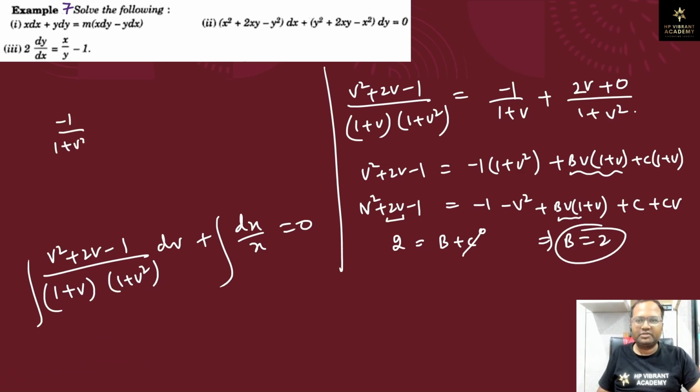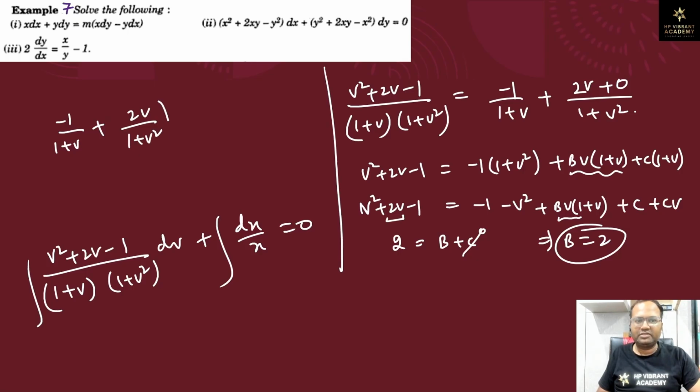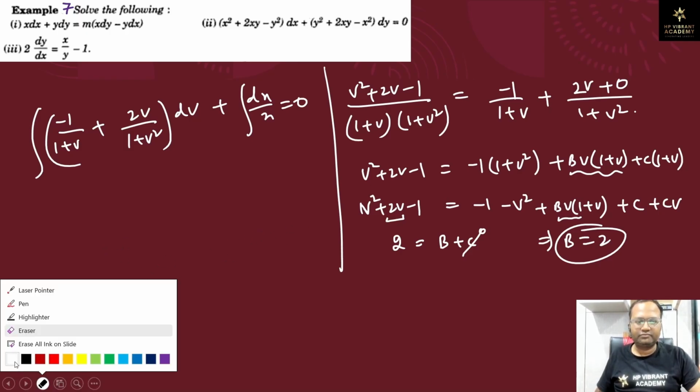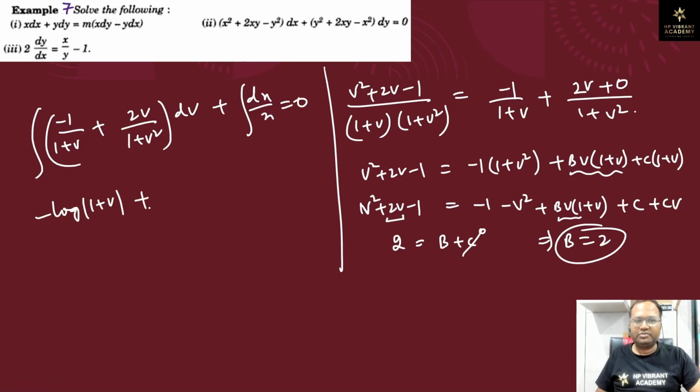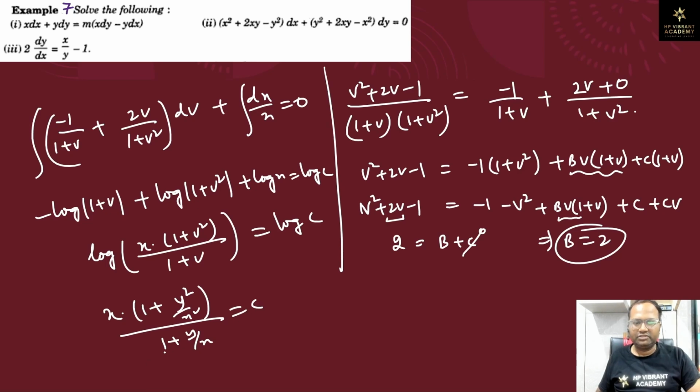This is minus 1 by 1 plus v, plus 2v upon (1 plus v square) dv integration plus dx upon x integration is equal to 0. तो यहाँ से क्या आएगा, देखो, माइनस log (1 प्लस v) प्लस log of (1 plus v square) plus log of x is equal to log of c. तो यहाँ से क्या आएगा, log of x times of (1 plus v square) upon (1 plus v) is equal to log of c, ठीक है. x times of (1 plus v square) upon (1 plus v). तो ये क्या हो जाएगा, x times of (1 plus y square upon x square) upon (1 plus y upon x) is equal to c, ठीक है.